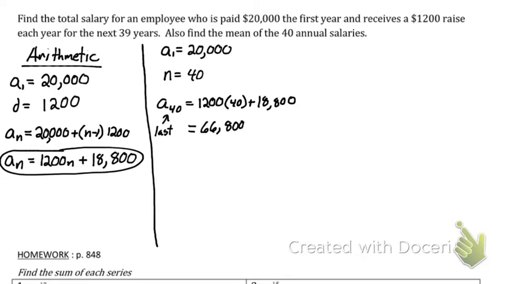That's all we need for the sum. So our sum is going to equal our n value, which is 40, divided by 2, times our 20,000 for our first year, plus our 66,800 for that last year. And that sum comes out to some million something.